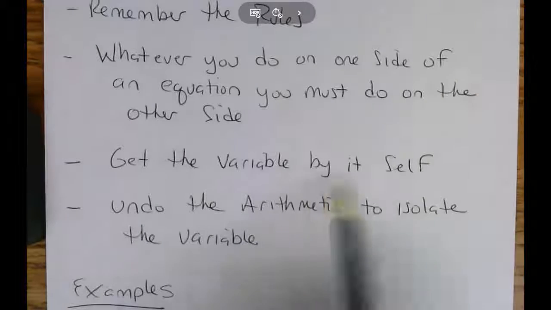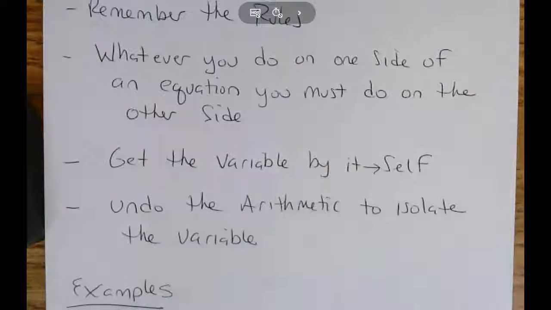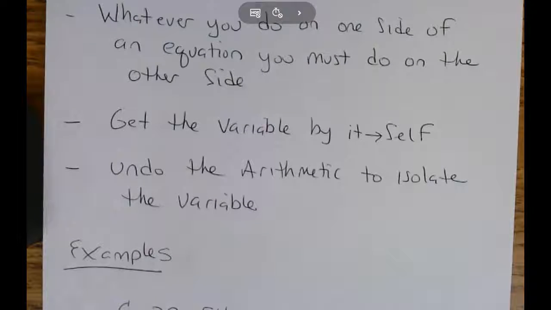So you should write that in your notes. So our goal is to make an equation end up with x equals something or w equals something. So we want to isolate the variable. Do whatever we have, divide, multiply, add, subtract, so we get the variable by itself, and then when we do that, we're really solving for the variable. Okay? And then undo the arithmetic to isolate the variable.